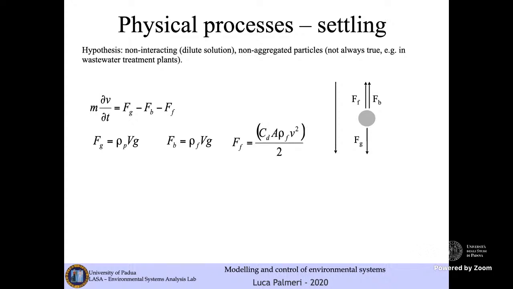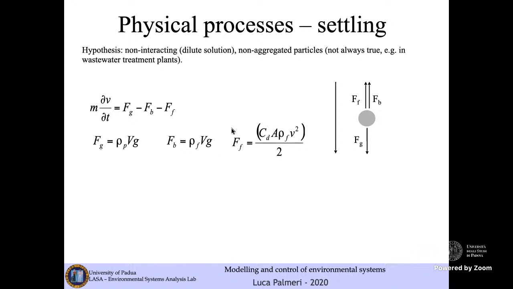And the third force, the frictional force, is equal to the drag coefficient CD multiplied by the area of a particle opposed to the motion of a particle. So this is the section of the particle in the direction of the movement of a particle, times the density of the fluid times the square of the settling speed divided by 2.